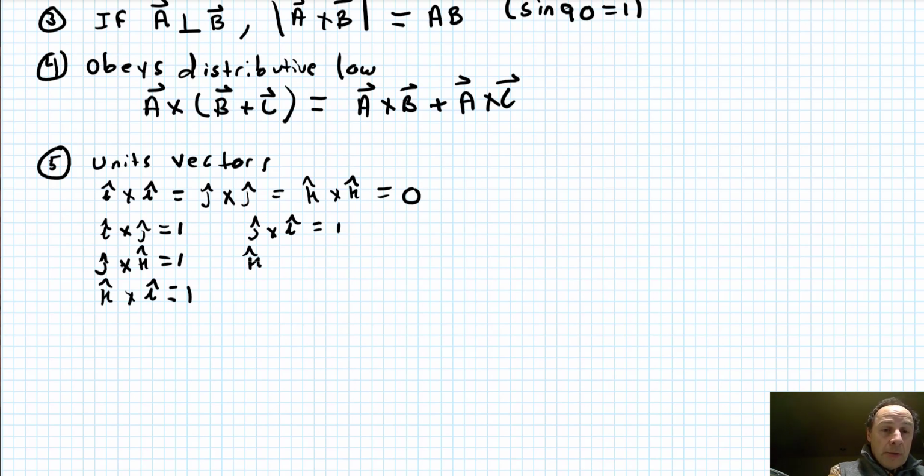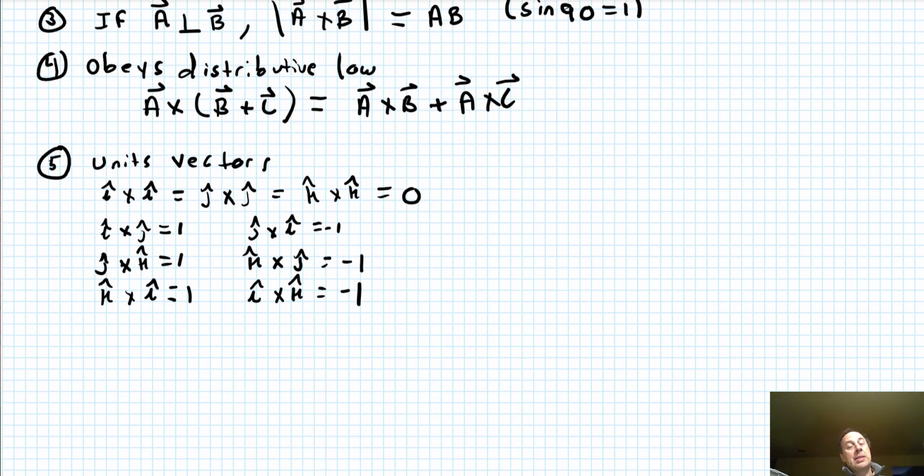K cross j is, oops, forgot the negative, negative i. And i cross k. The one people most likely make a mistake on is i cross k, because i is like the first one, the x. So sometimes that gets confusing.